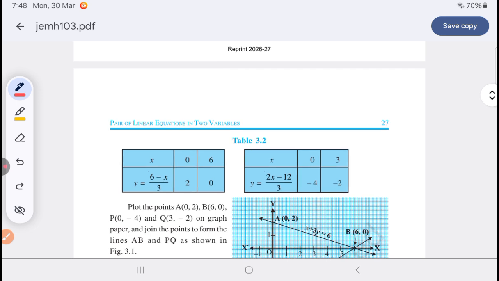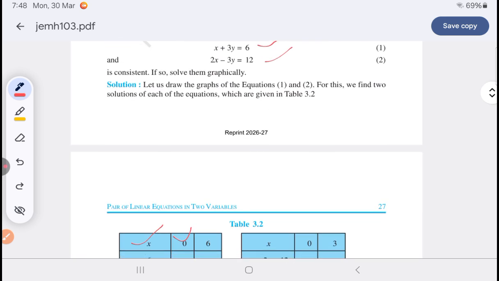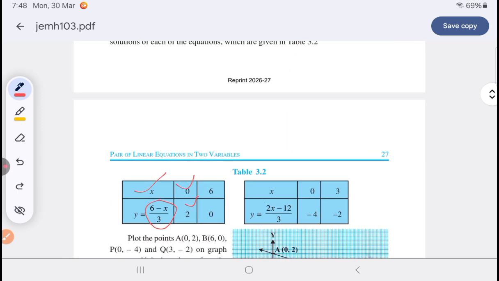So consider the value of x equal to 0, then you will get y equal to 6 minus x by 3. Put the value 0 in x, then you will get the y value. Similarly, x equal to 6, you will get the value of y. From the second equation, you put x equal to 0 and x equal to 3. You will get y equal to minus 4 and y equal to minus 2.